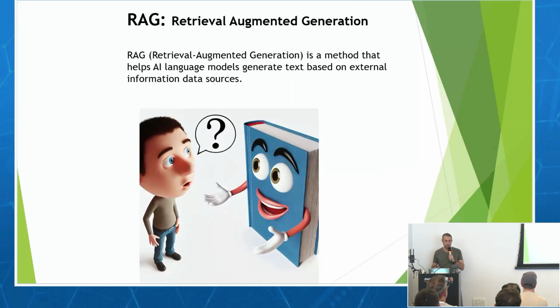So what's RAG? RAG is an acronym for Retrieval Augmented Generation, which is a method that helps AI language models to generate text based on external information, your custom data, and other kind of data resources.